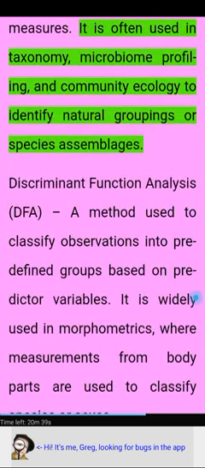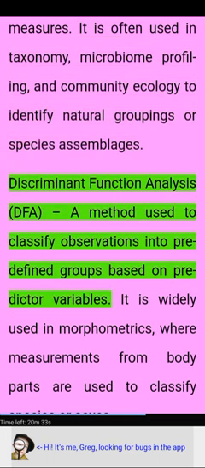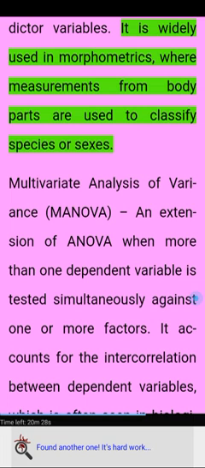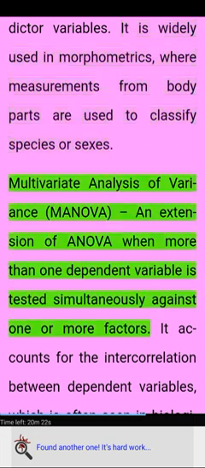It is often used in taxonomy, microbiome profiling, and community ecology to identify natural groupings or species assemblages. Discriminant function analysis (DFA), a method used to classify observations into predefined groups based on predictor variables. It is widely used in morphometrics, where measurements from body parts are used to classify species or sexes.